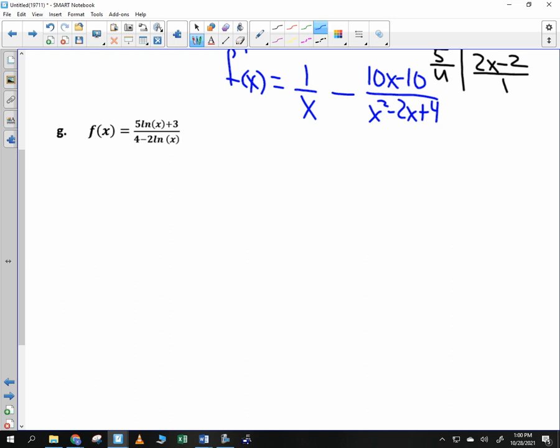Last one. Ready? Here we go. Looks really bad. Maybe it's not too bad. What rule? Got to use the quotient rule.